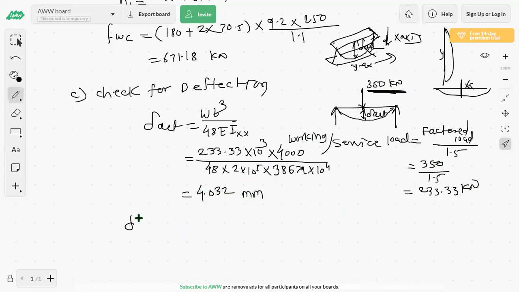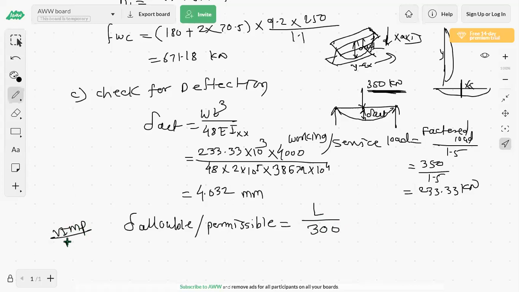Okay, so now we have to calculate delta allowable or permissible. How much delta is permissible? So permissible deflection is L divided by 300. So this is very important question related to examination, MCQ question. Delta allowable or delta permissible, L by 300. So L is 4000, 4 meter is given, divided by 300. So how much value is here? Is in mm. Permissible deflection.